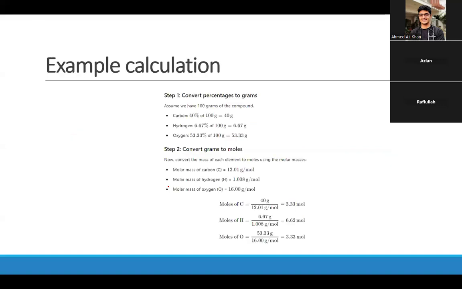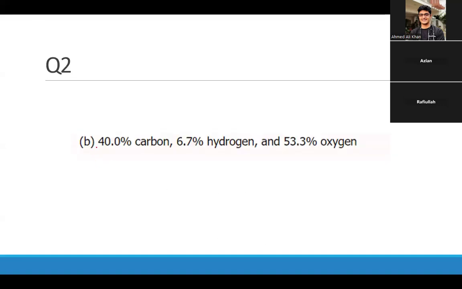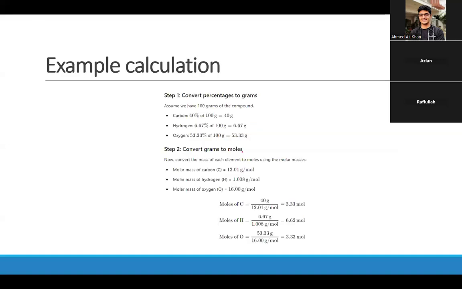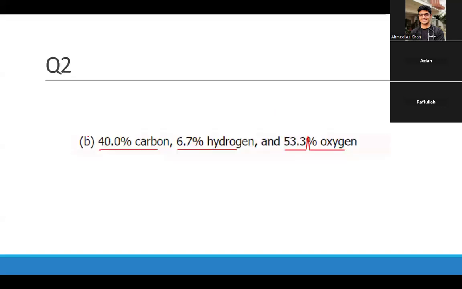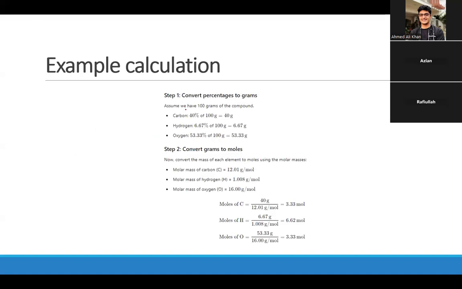Okay, so for example, if you have this question, the examiner usually gives you the percentage composition of each element in that compound, right? So this is a compound containing 40% carbon, 6.7% hydrogen, and 53.3% oxygen, right? So the very first step is to convert the percentages to grams, right? That was the first step. So the percentage composition of carbon was 40%, hydrogen 6.7%, and 53.3% oxygen. So we just write them down, right?